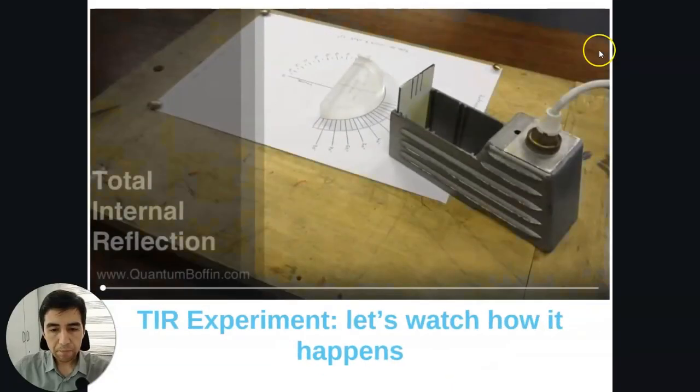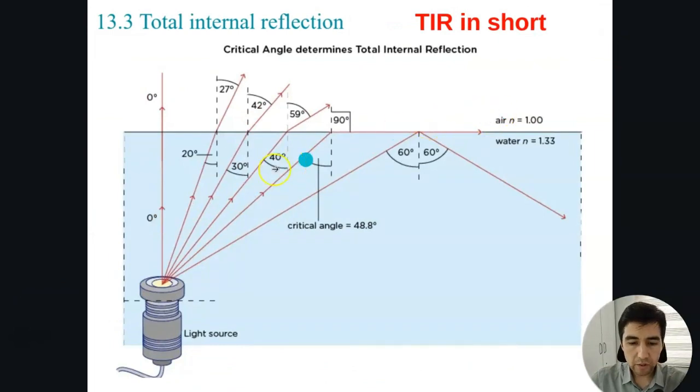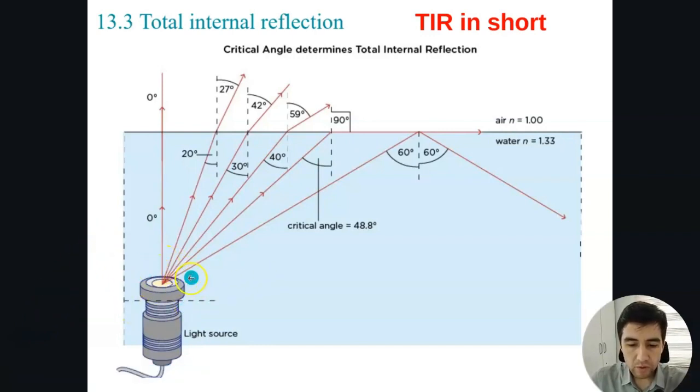Let's move on now. So as you have watched in the video, the total internal reflection happens after a certain angle. Let's summarize it clearly. We have a source of light. First condition is when the light comes with 0 degrees to the normal. What happens in this case? The light will just pass to the air without bending, 0 degrees.